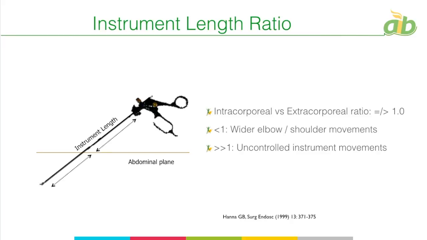If the intracorporeal length is far less, we'll have to compensate with more wide elbow and shoulder movement, causing more fatigue and more injury as well. If it is much more, that is, if too much intracorporeal length is needed, that means you have put the port too far away. Maybe we have a lot of uncontrolled instrument movements causing injury very commonly. This has to be understood much better.